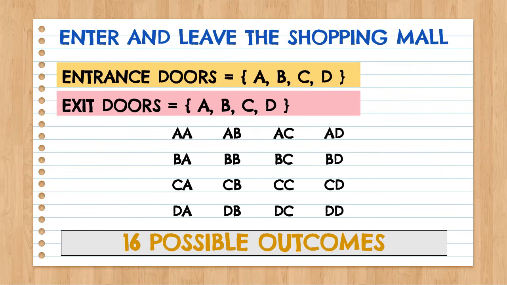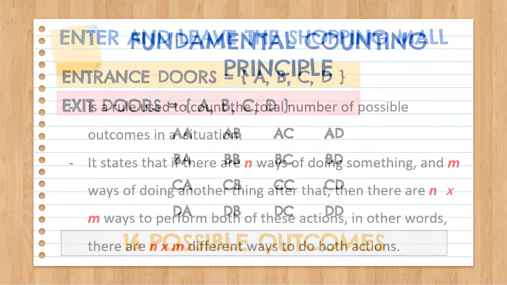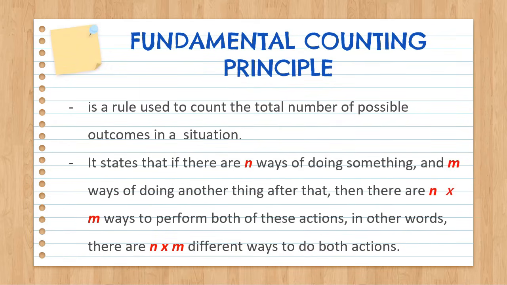And for our last way of counting occurrences of an outcome in an experiment, we have the fundamental counting principle. It is a rule used to count the total number of possible outcomes in a situation. It states that if there are n ways of doing something and m ways of doing another thing after that, then there are n times m ways to perform both of these actions. In other words, there are n times m different ways to do both actions.